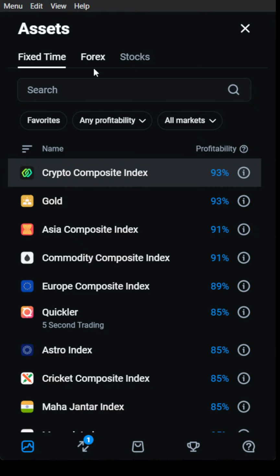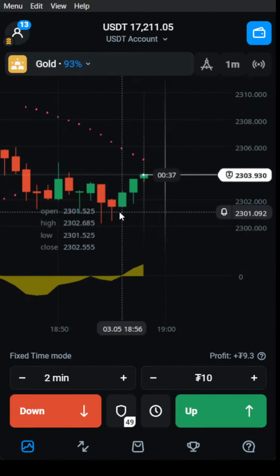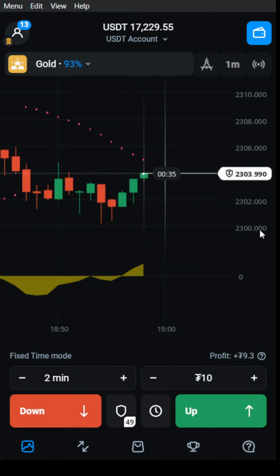Can you do 5 second trading? I'm really sorry. I do not trade on 5 second and I cannot do a 5 second trade, because I don't want my traders to feel that okay, 5 second trade is a good thing. Let's do it. No, I don't want you all to do that.